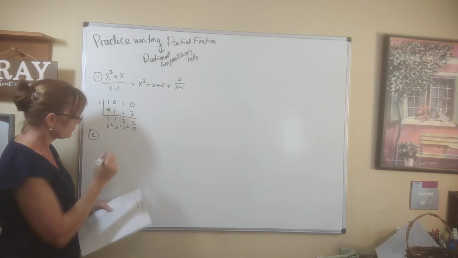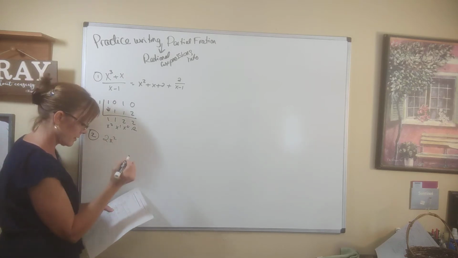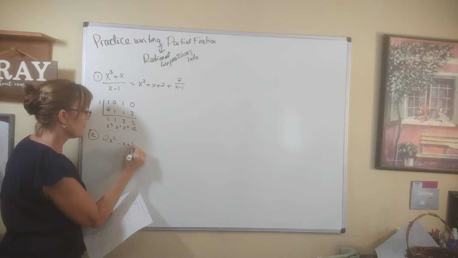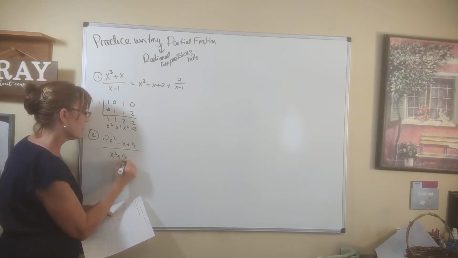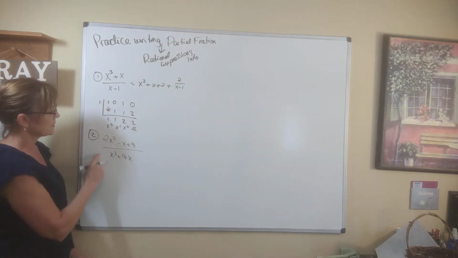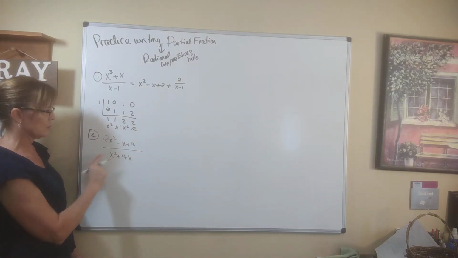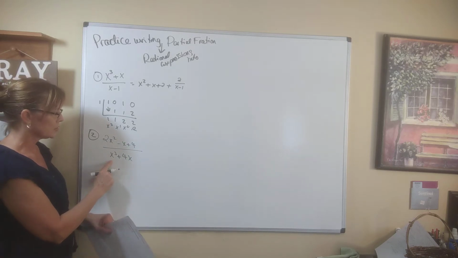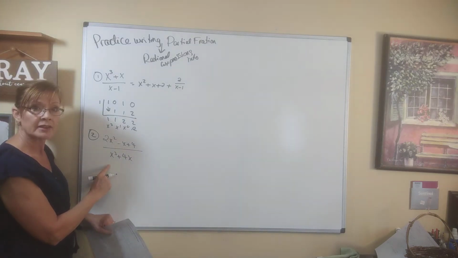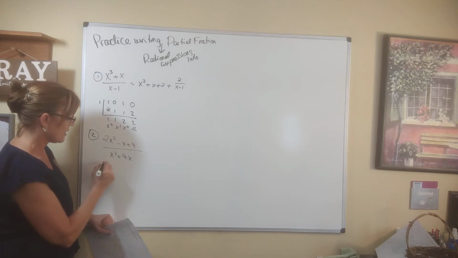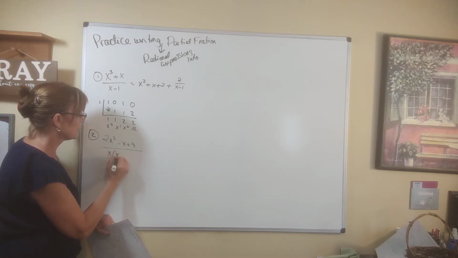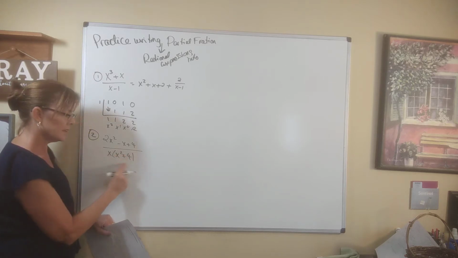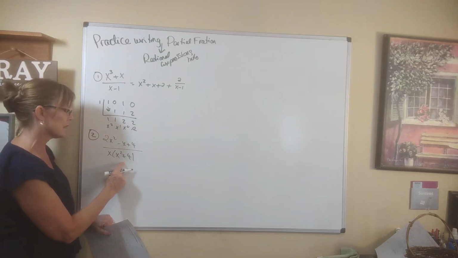Number 2. 2x squared minus x plus 4 all over x cubed plus 4x. Okay, the numerator's degree is less than the denominator's, so we need to rewrite this one. Now, look at your denominator. The next step is to factor it. I can pull out an x, and I can write that as x times x squared plus 4. This will not factor using real numbers, so that's as factored as it can be.